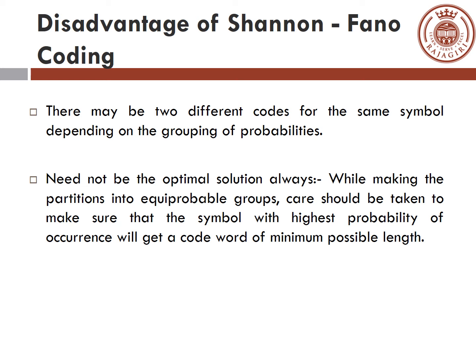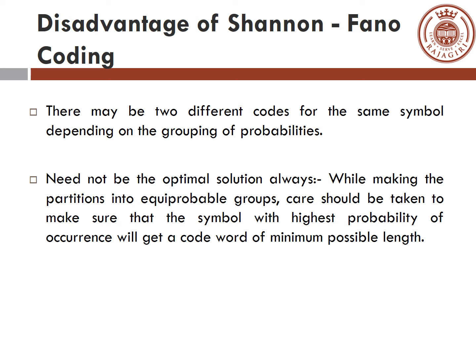Okay, so we have seen in the first question that the way we divide into groups can differ from person to person. So different codes can be assigned for the same symbols depending on how you group the probabilities. Now, the second thing is, it need not be an optimal solution always, because there are multiple ways of grouping the symbols. Don't expect that in each and every case you have the same code efficiency and redundancy. It's not. Whatever way you proceed may not be the optimal solution.